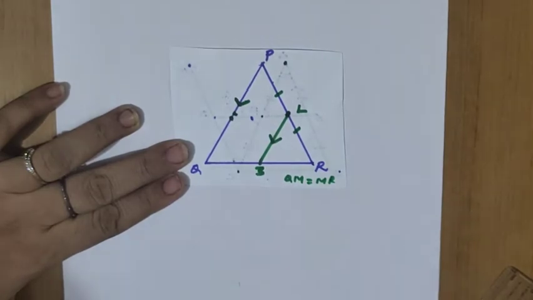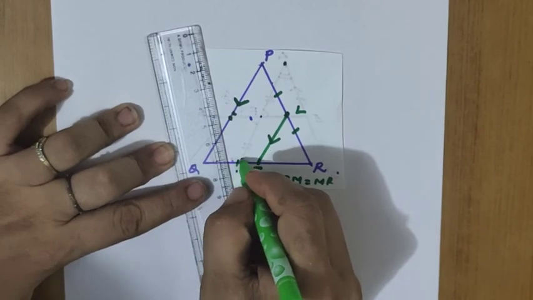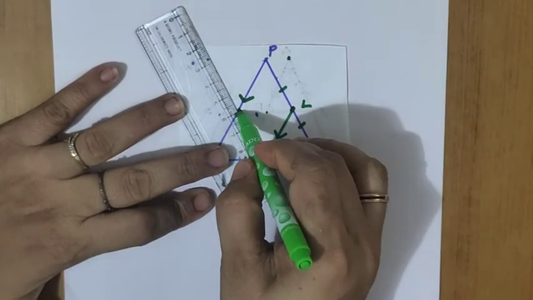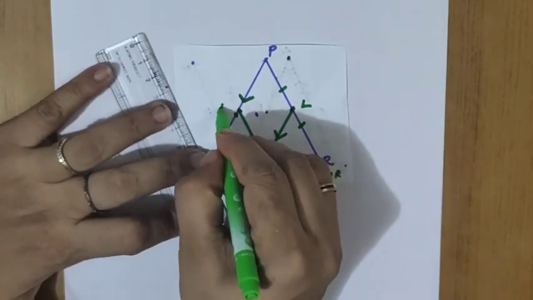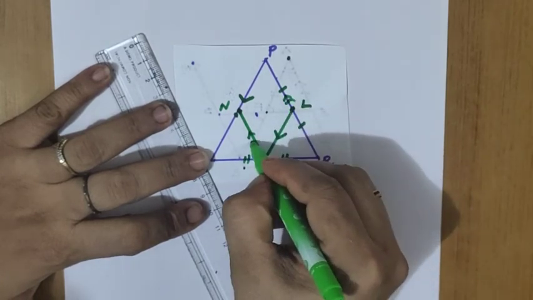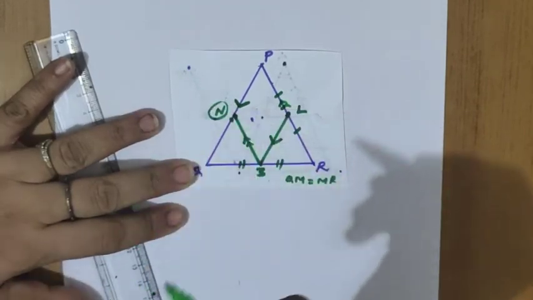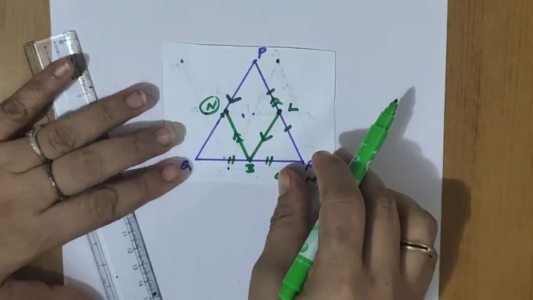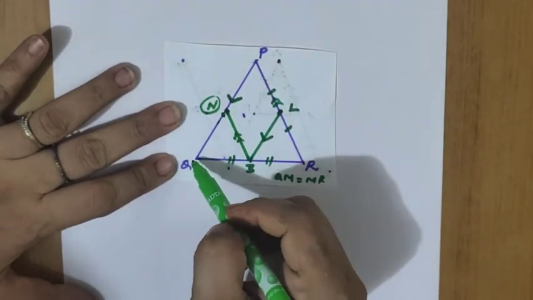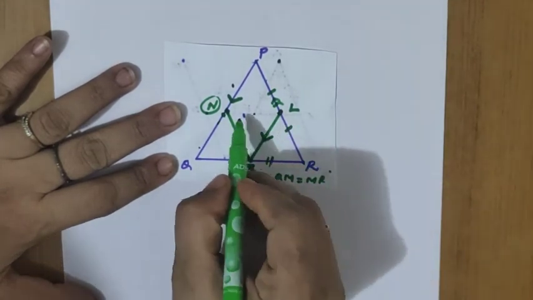Now I'll complete this one. From M I am starting. So M is the midpoint now. Let me take it like this. M is the midpoint. Now I join it with another midpoint N in such a way that MN is parallel to PR. Then what can you say about N? N bisects PQ. That means if the total length is 7, it will be 3.5 and 3.5. Got it? So now I'll complete NL.